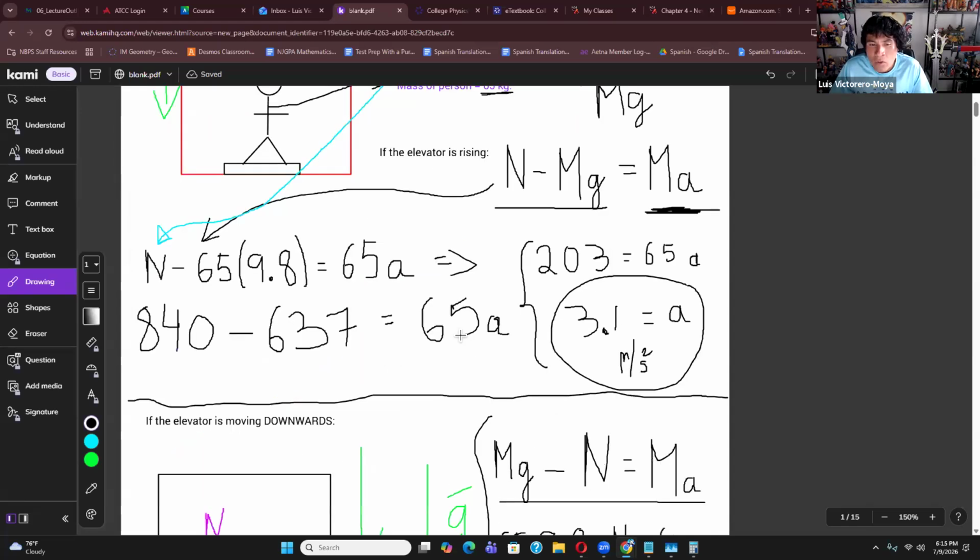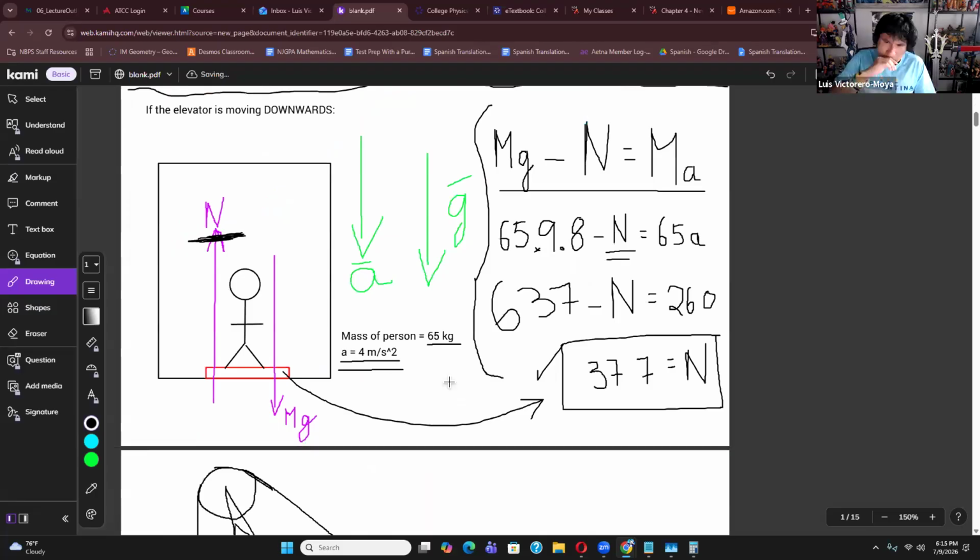Elevators may not go up at 3.1 or 4 meters per second square. They may go at a lower acceleration. The lower the acceleration, the less the difference. So for example, if this was 1 meter per second square, the difference between the normal and the weight is only 65 newtons. So that's about 7 kilograms, right? So you will see the difference, but not as much as in this case, all right?